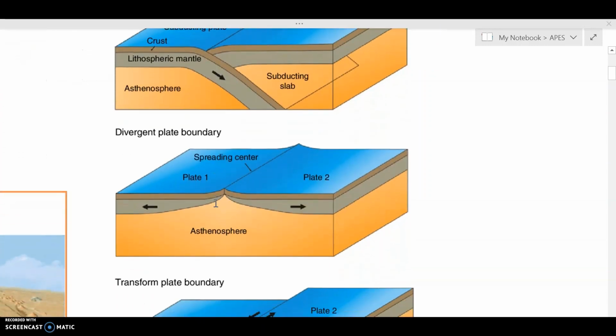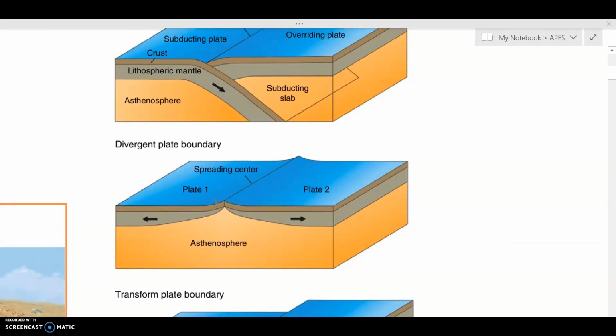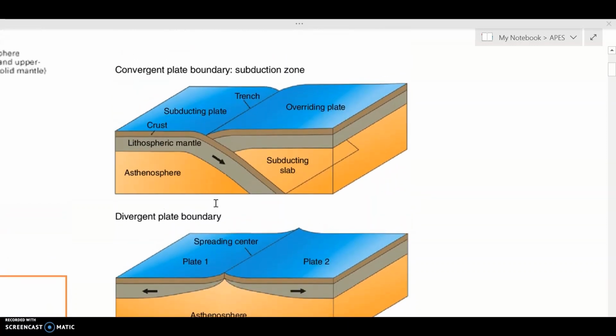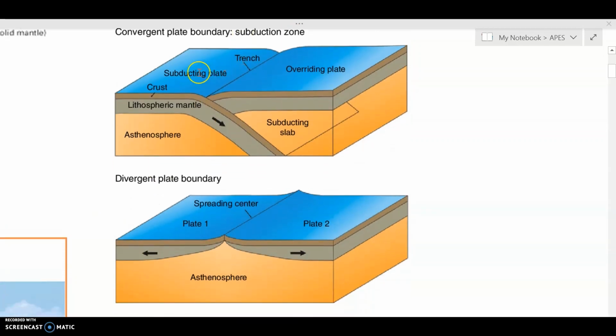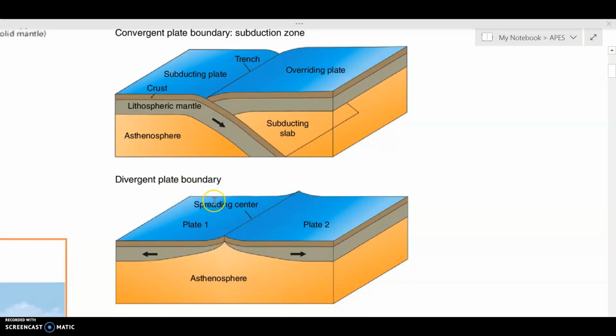Next, we're moving on to divergent plate boundaries. I would consider it the opposite of a convergent plate boundary. Really focus on the word divergent. If you're familiar with that word, you understand that divergent means to go away from one another. So in this instance, the plates are going to move away from one another, as these arrows indicate. And as a result, instead of having something like a trench forming when you have a convergent plate boundary, in a divergent plate boundary, you're actually going to have a spreading center.